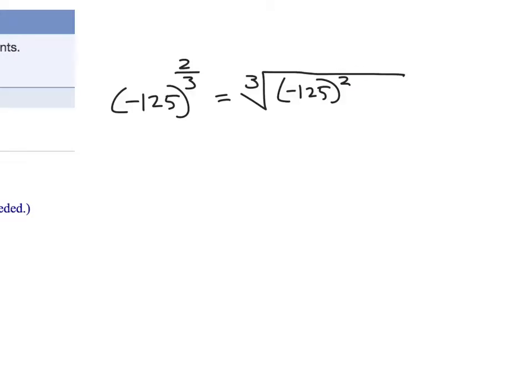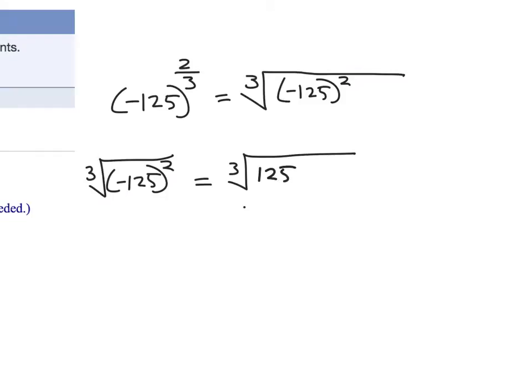So the second part is asking us to simplify it. So let's simplify it. So it's the third root of negative 125 squared. All right, and so we know that this answer is going to be, well, let's simplify the inside. So that's the third root of 125 times 125. Now we know the answer is going to be positive because a negative times a negative is a positive. So this really becomes the same thing as 125 times 125.